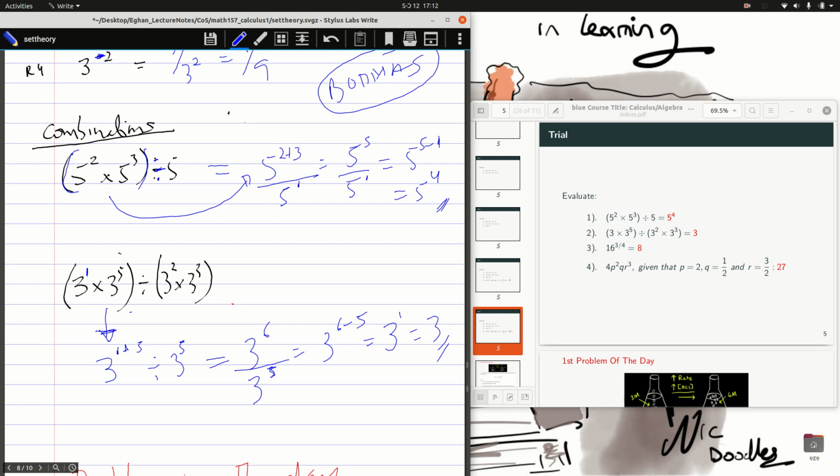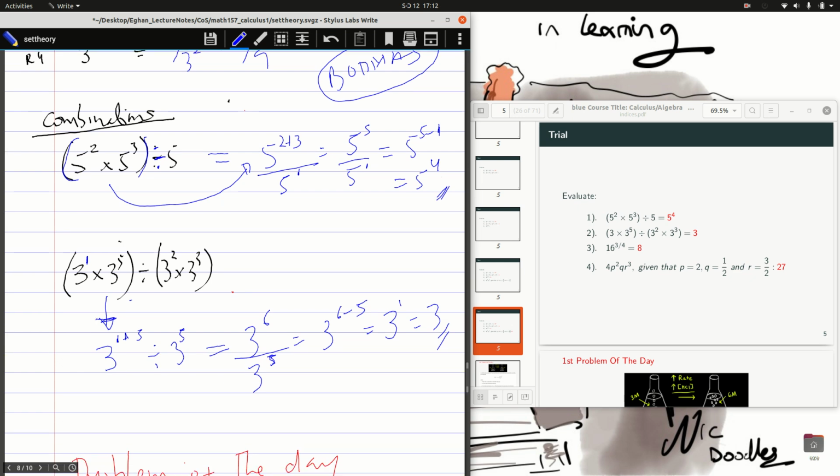But look at trial 4. We are given 4p square q whatever. We are given the values of them and we are asked to evaluate it. So it means I have 4.